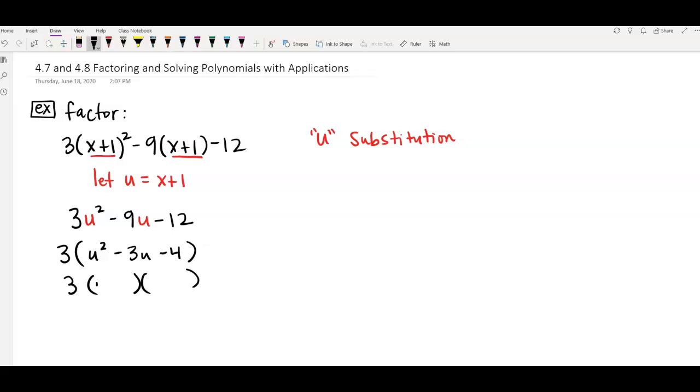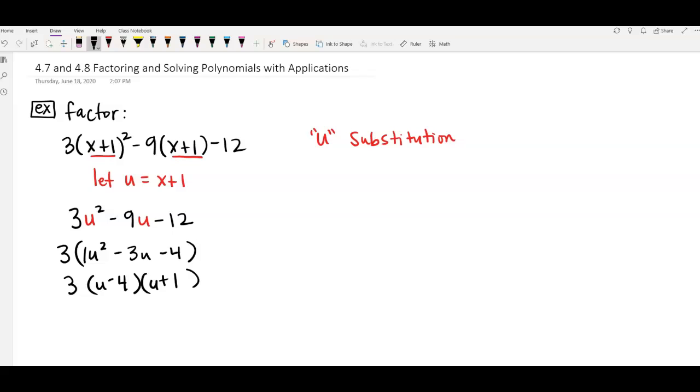So u times u is u squared. And remember I can go straight to that like I talked about before because my leading coefficient's 1. If it was something different, I couldn't do that. So u times u is u squared. What times what is negative 4 that adds to be negative 3? Well, if I have 4 and 1, 4 is negative, 1 is positive. That will give me that combination.